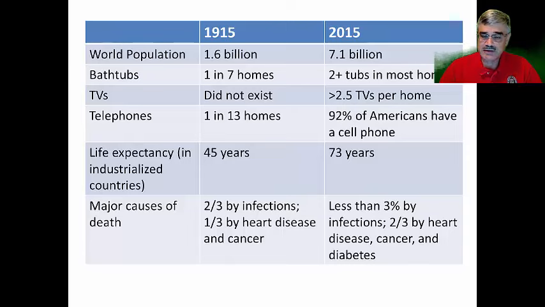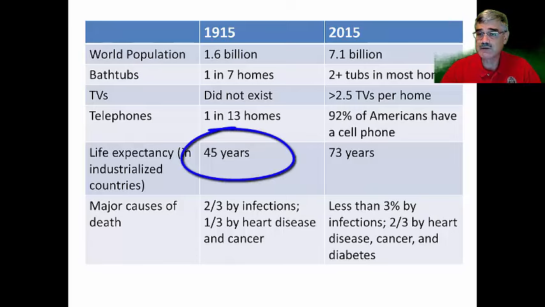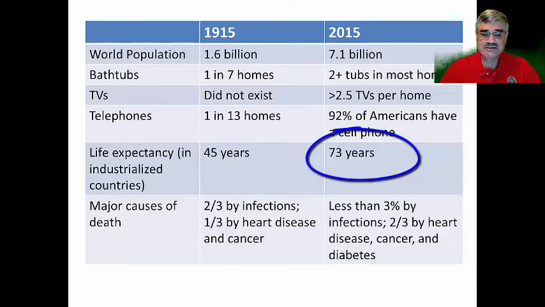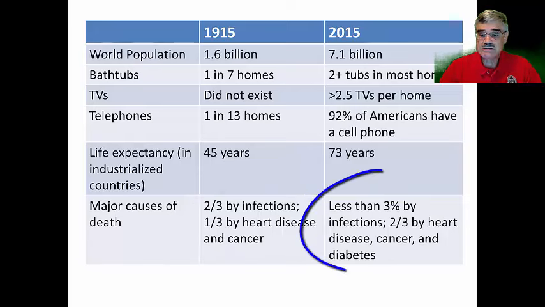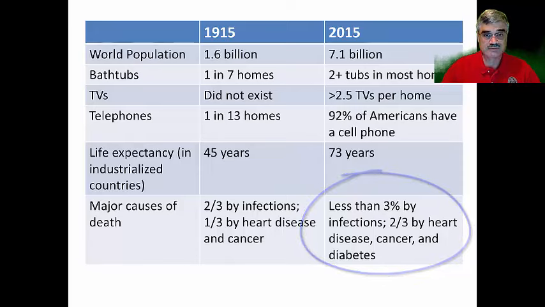Life expectancy. 100 years ago, the average life expectancy in the United States and other industrialized countries was 45 years of age. Now it's around 73 years of age. The major cause of death 100 years ago was infection, followed by heart disease and cancer. Nowadays, less than 3% of the people die due to infections, due to bacterial infection, dysentery, things of that sort. But now heart disease, cancer, and diabetes are the major causes of death.